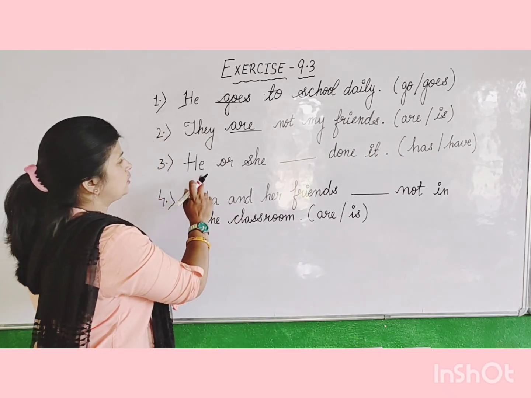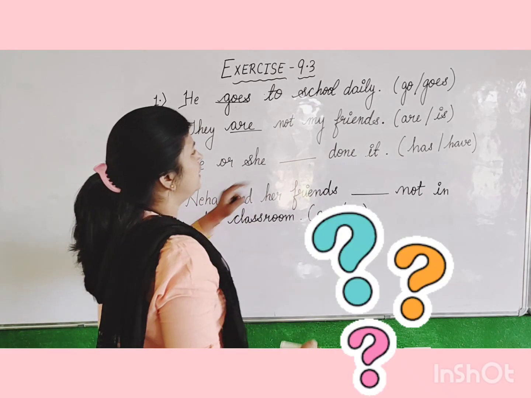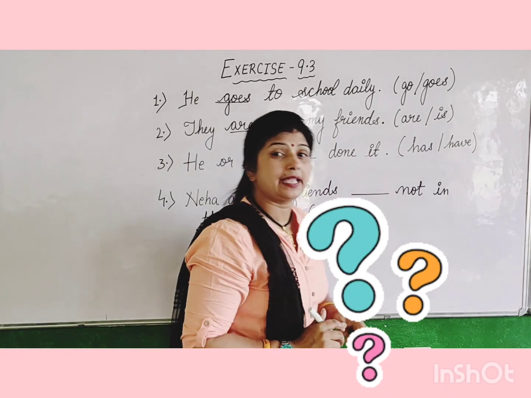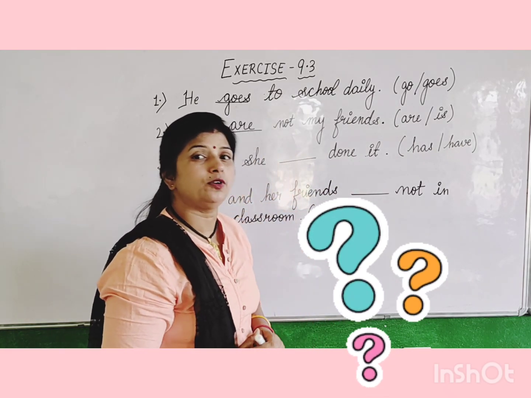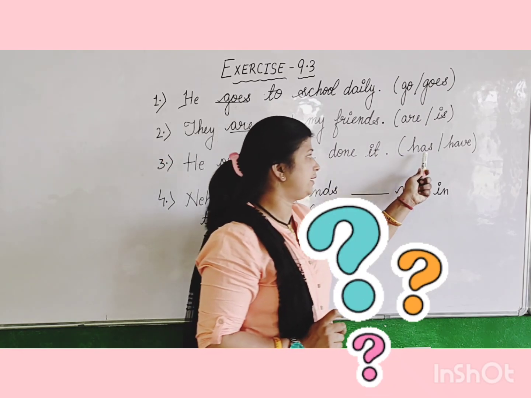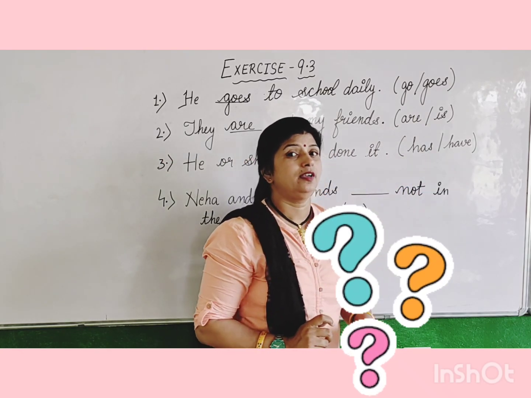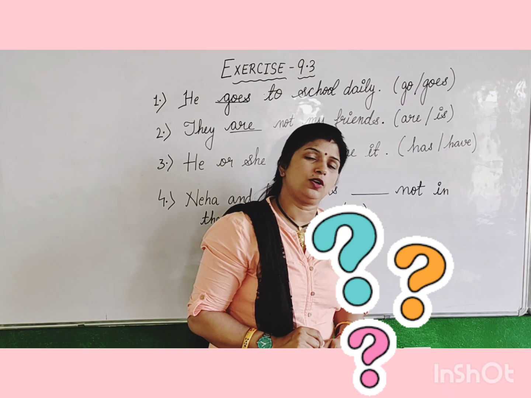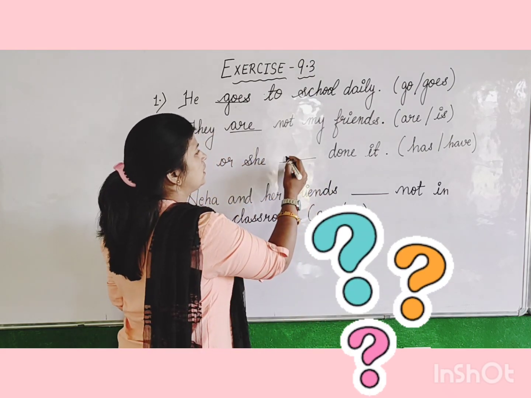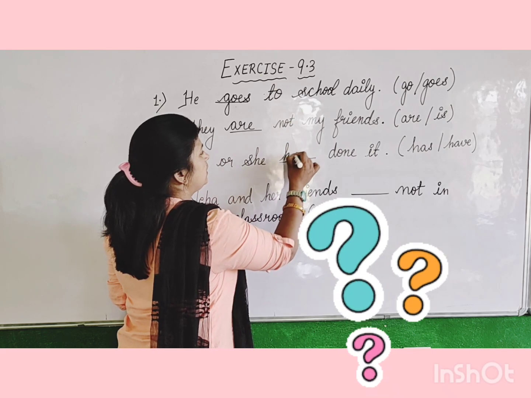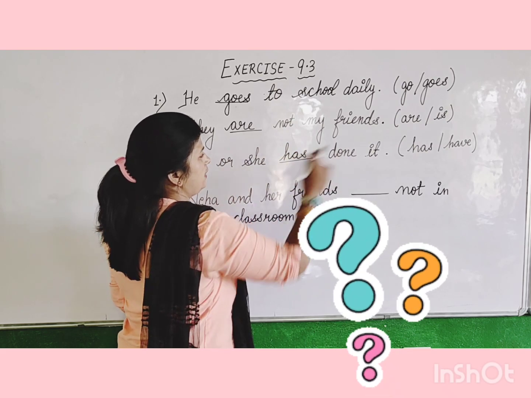Okay. Now the third one is: he or she dash done it. Again you are seeing that he is singular. So we will use singular verb over here, that is has or have. So has is singular verb and have is plural. So what will we use? Has. He or she has done it.